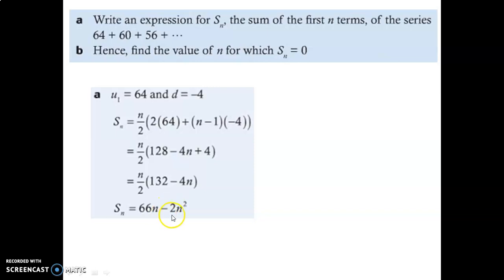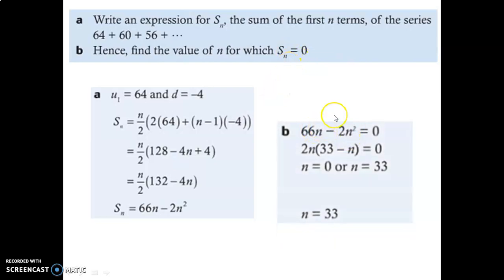So we write the formula, and now, hence, find the value of n for which the sum is equal to 0. So using this sequence, at some point the sum will be 0, right? Because these numbers are going down, down, down, and they'll become negative numbers. So eventually you'll have a certain set of numbers where you add all the positives and then all the negatives, and then they just make 0. So we're trying to figure out when does that occur.